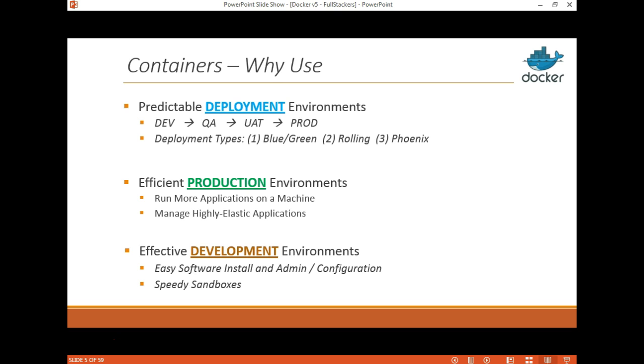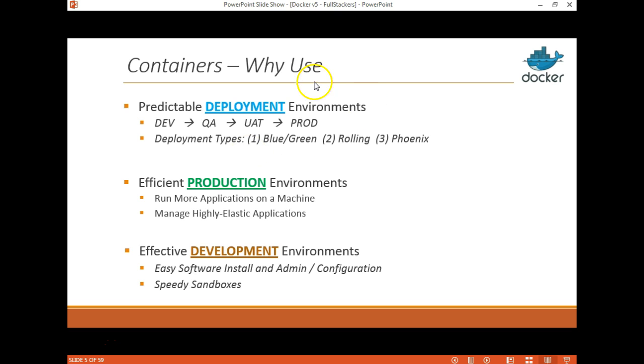And so you can wrap up an application, test it out in dev, vet it, then port that into your QA environment, and in theory it should run exactly the same way it ran in the dev environment, regardless of the underlying infrastructure. Same deal with UAT, same with production even. This really helps with different deployment types: blue-green, rolling, Phoenix deployments.